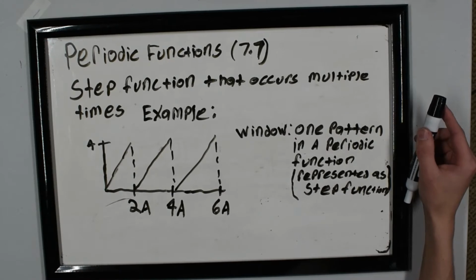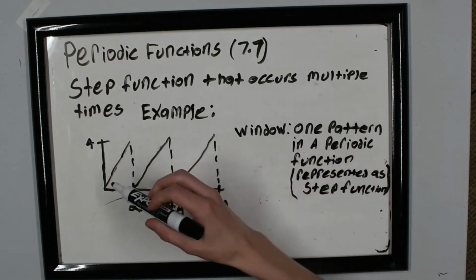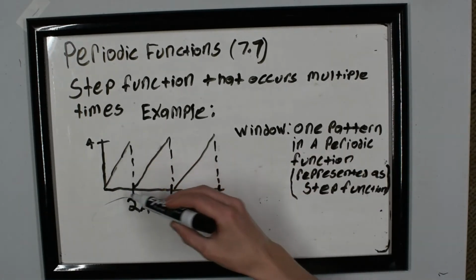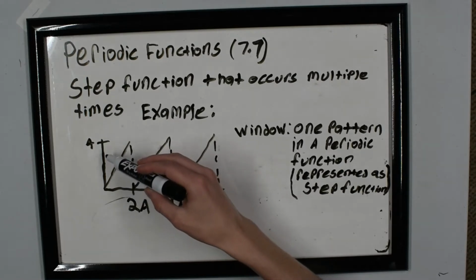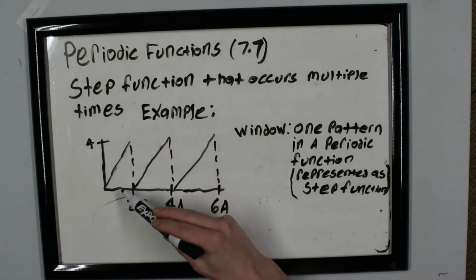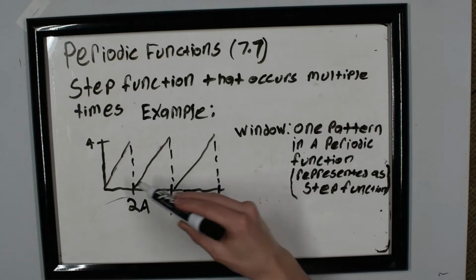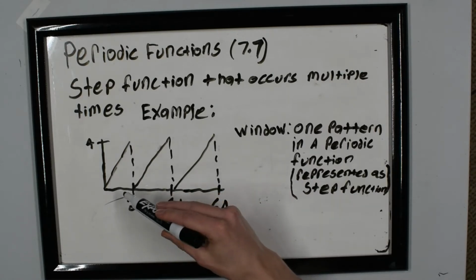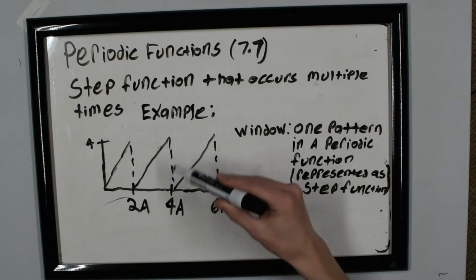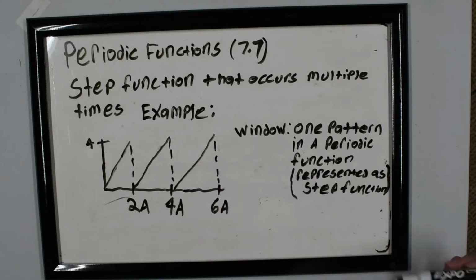just a line with a slope of 4t divided by 2a because slope is rise over run, and it occurs multiple times over a period of 2a. So every 2a, the step function repeats.